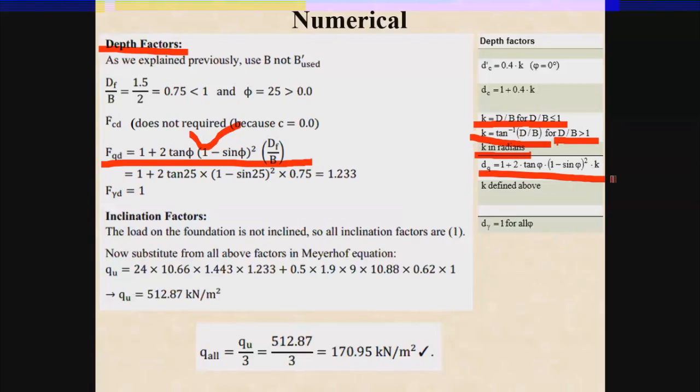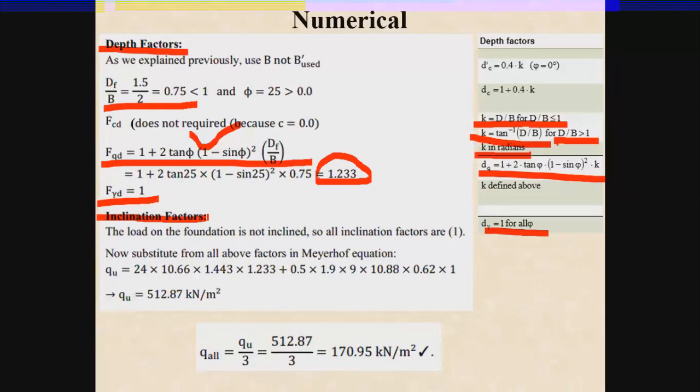So the depth factor will be equal to Fqd is equal to 1 plus 2 tangent phi into (1 minus sin phi) whole square. Now as the value of Df by B is less than 1, the value of k will be equal to Df by B. So solving this equation, we will get the value of Fqd as 1.233, and the value of F gamma d is equal to 1 for all angles phi. Now there is no need for the inclination factors because the foundation load is not inclined.